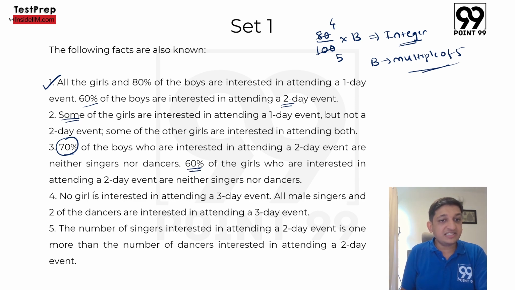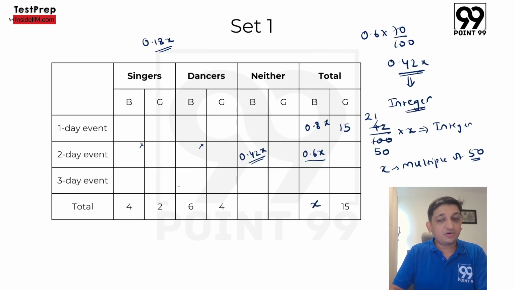60% of the girls who are interested in attending a 2-day event are neither singers nor dancers. तो अपने को ये पता है that out of these girls who were there, 15 girls, कुछ girls होंगी जिनको 2-day event से कोई issue नहीं है. They are keen on attending a 2-day event as well. But we know that उसका जो 60% होगा ना, those people are neither singers nor dancers. Now again we can use the same logic. 60% of a number is an integer.